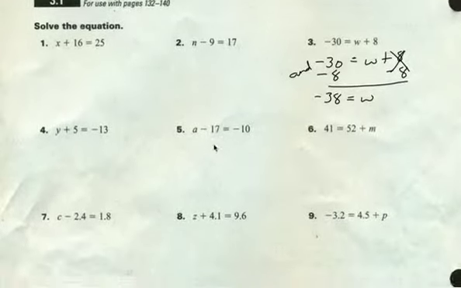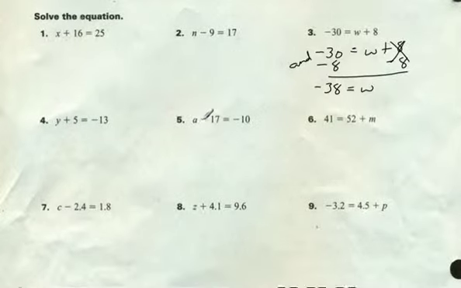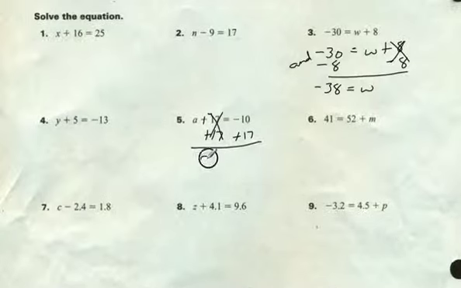Okay, let's do number 5. Let's go ahead and do our same change switch here. So I have a negative 17. I have to do the opposite, which is a positive 17, or inverse operation. Okay, those would cancel. So I'm left with a equals, that's a negative 10 and a positive 17. So I take the sign of the bigger number, positive, and I subtract. So you got to remember those rules.